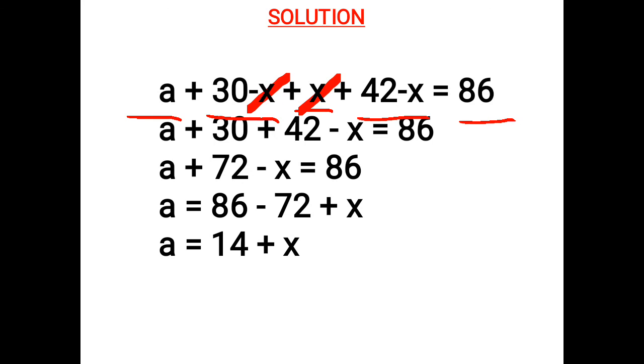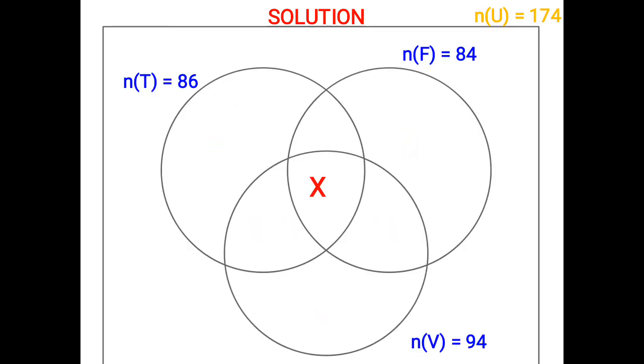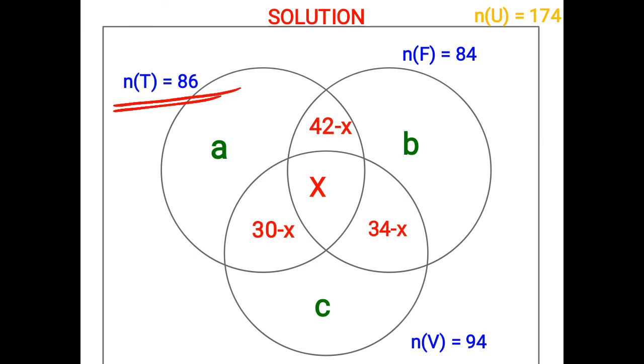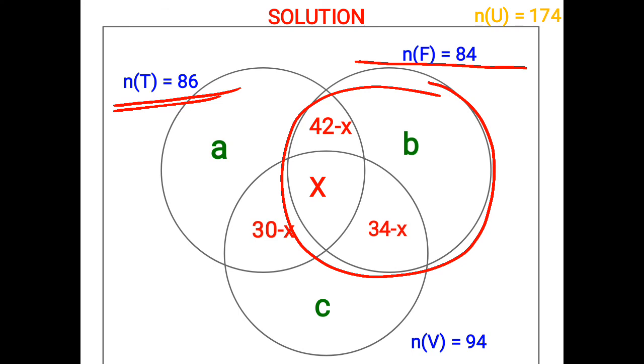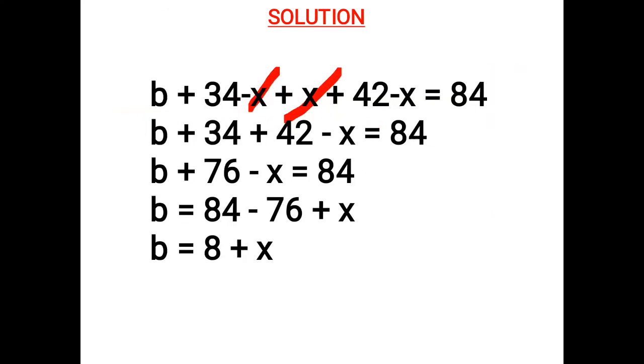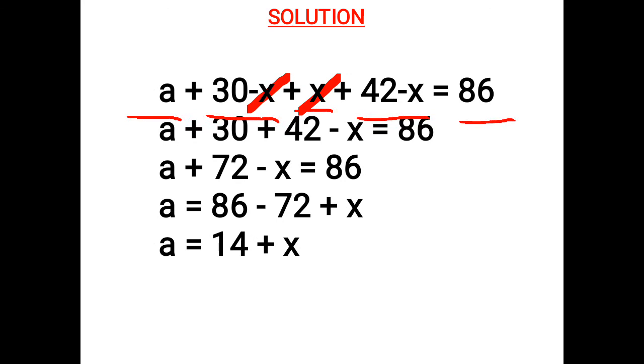So we are only adding everything in the circle for table tennis. Then we equate to the total of table tennis. After that, we add everything in the circle for football. Then we equate same to the total for volleyball. All right, so we can see that negative x has cancelled negative x.